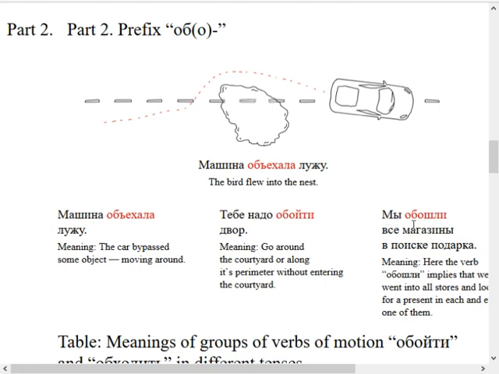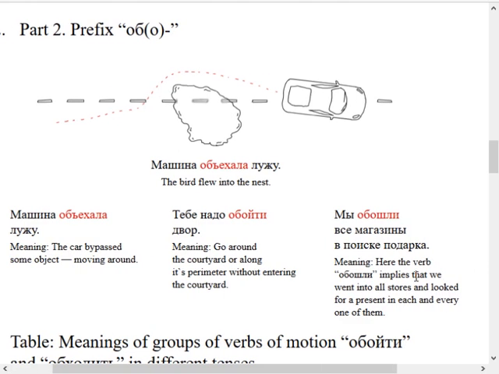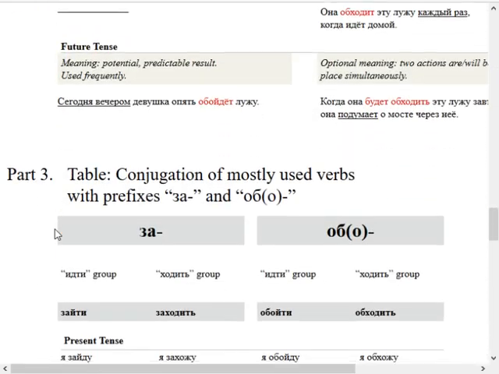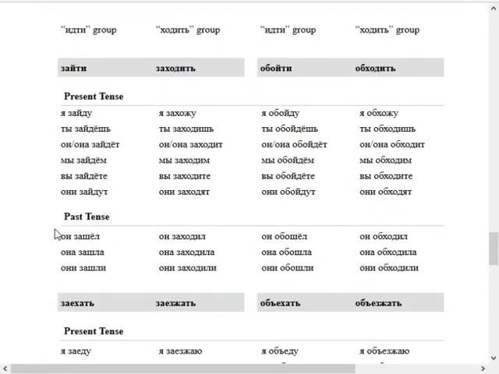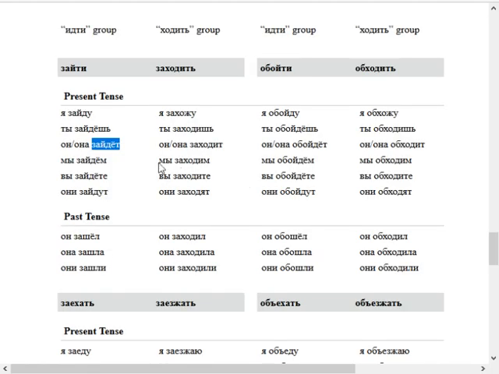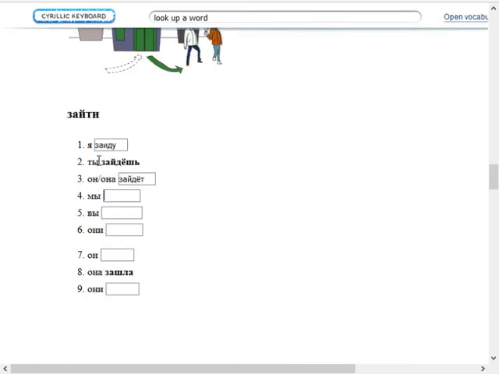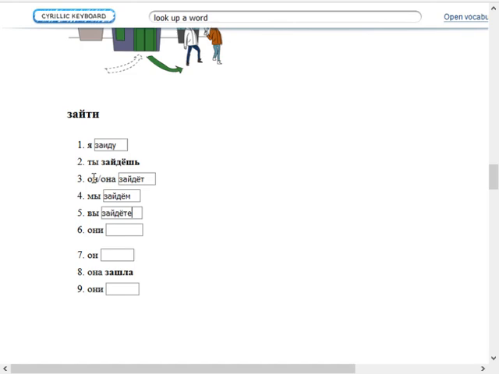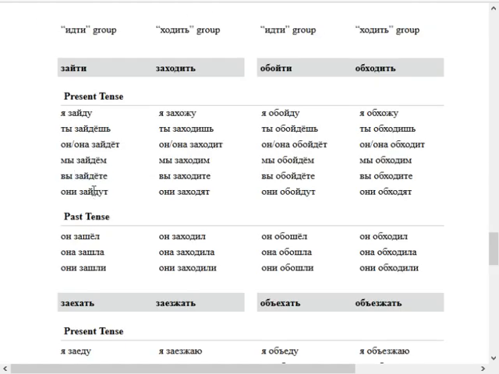Мы обошли все магазины. So here the verb obviously implies that we went into all stores and looked for presents. So basically, looked around. Yeah, so there you go. Okay, so we are on зайти. So он and она зайдет, мы зайдем, вы зайдете, они зайдут.